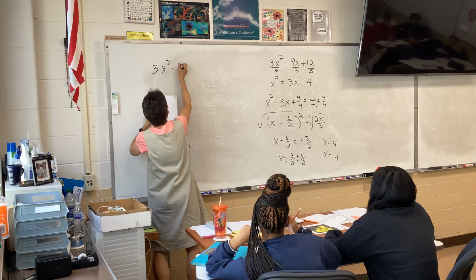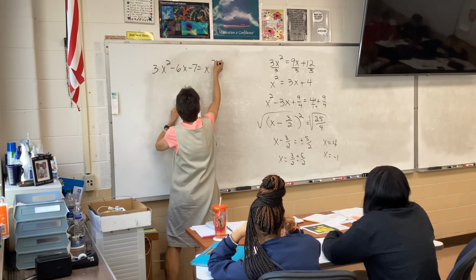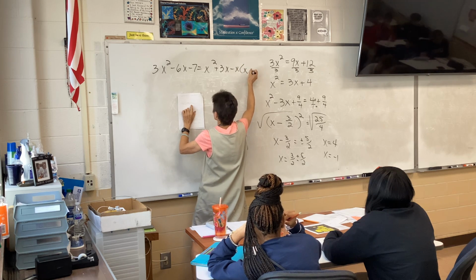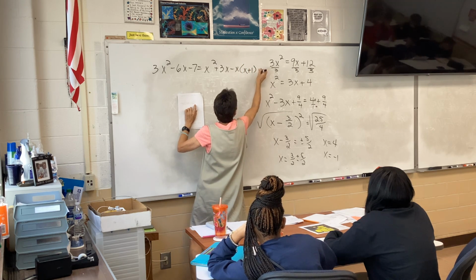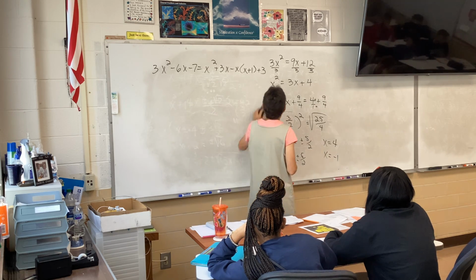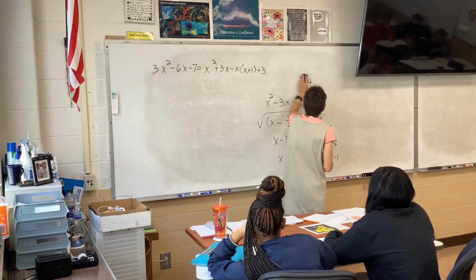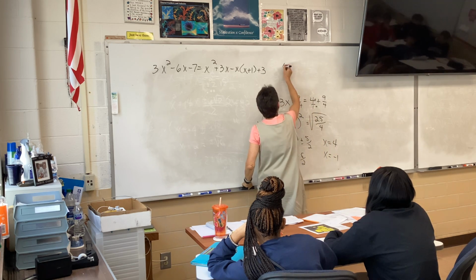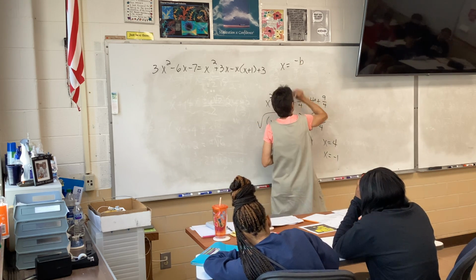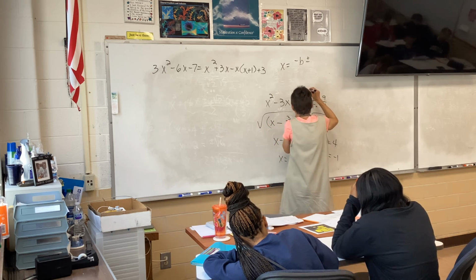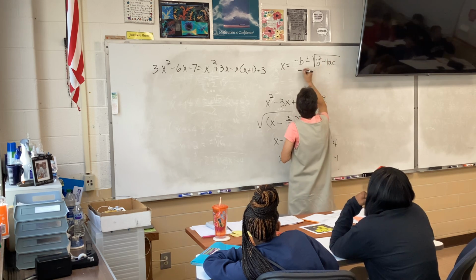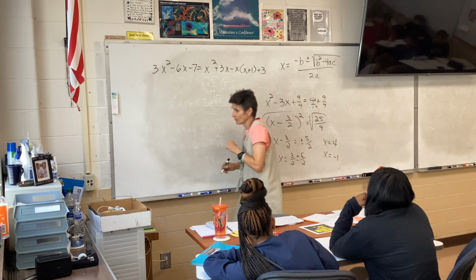All right, next section says we're gonna solve using the quadratic formula. Uh-oh, the quadratic formula. Maybe I should write that down. Anybody know it? I heard a negative b, yep. Plus or minus the square root of b squared minus 4ac, all over 2a.